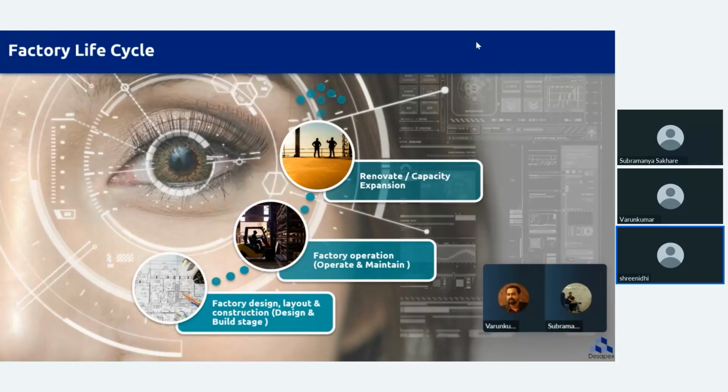And factory operations. Once you complete the commissioning of your factory and all your machineries, you start your production. At this stage we are talking about the operation and maintenance stage. And then you want to renovate, because today most of the factories are already filled with capacity and you want to expand, or you have taken over some existing factories which you want to renovate. For all such activities, how digitalization works is the major discussion topic, and these are the broad umbrellas under which we want to drive our discussion today.